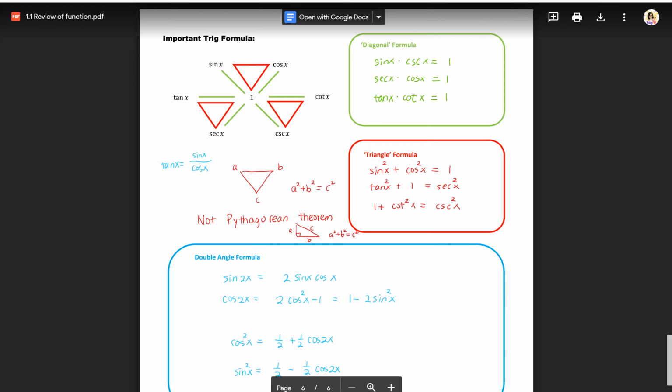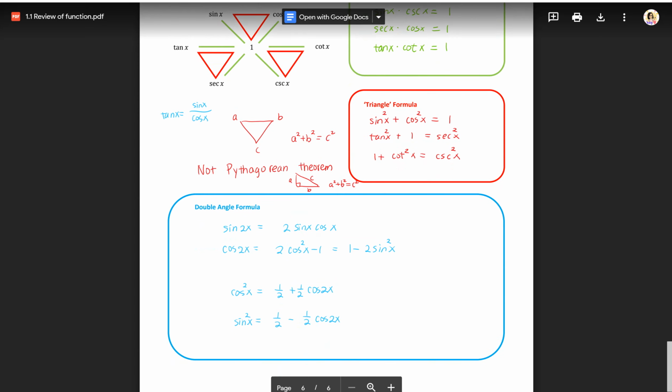For the top triangle, we get sine squared plus cosine squared is 1. The left lower triangle, we get tangent squared plus 1 squared is secant squared. So tangent squared plus 1 is secant squared. For the right lower triangle, we get 1 plus cotangent squared is cosecant squared. And also keep in mind that tangent equals sine over cosine. Okay, so that's the trig identities. And also the double angle formulas.